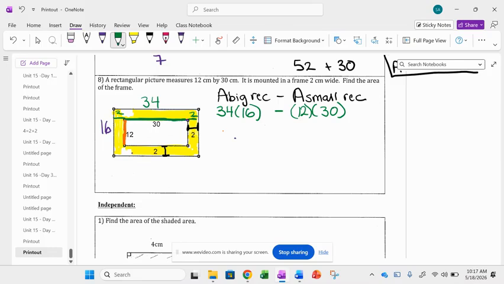All right, so if we're doing 34 times 16, we are 544 minus 360. So the area of just the yellow part is going to be 184 centimeters squared.